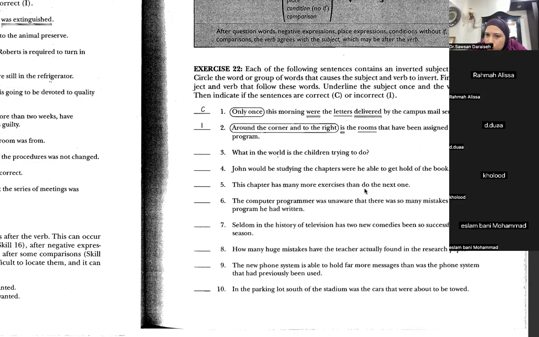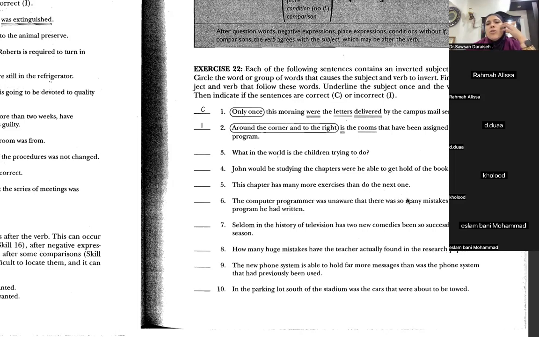With "one," do we say "do" or "does"? What do we say with one? Singular. We say "does." The inversion is fine. The problem is not with the inversion. The problem is with "do." We need to change the verb from "do" to "does," because "one" here is singular.